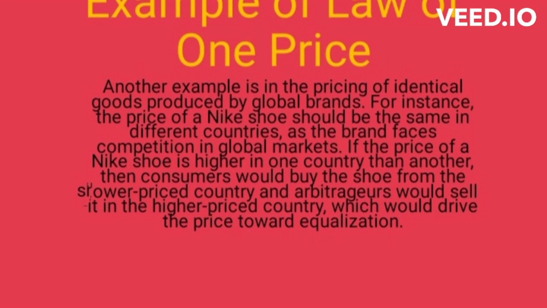Example of the law of one price. Another example is in the pricing of identical goods produced by global brands. For instance, the price of a Nike shoe should be the same in different countries as the brand faces competition in a global market. If the price of the Nike shoe is higher in one country than in another country, consumers would buy the shoe from the lower priced country, and arbitrageurs would sell it in the higher priced country, which would drive the price towards equality.